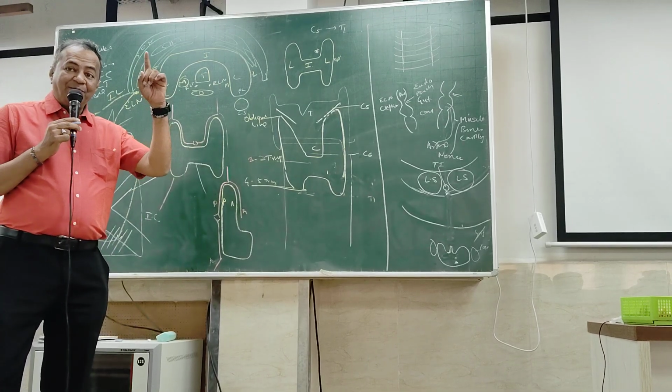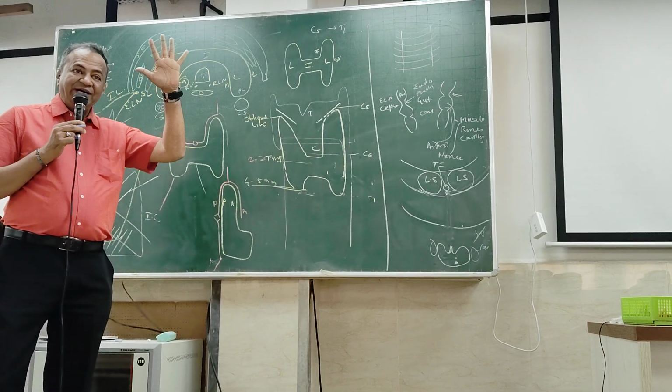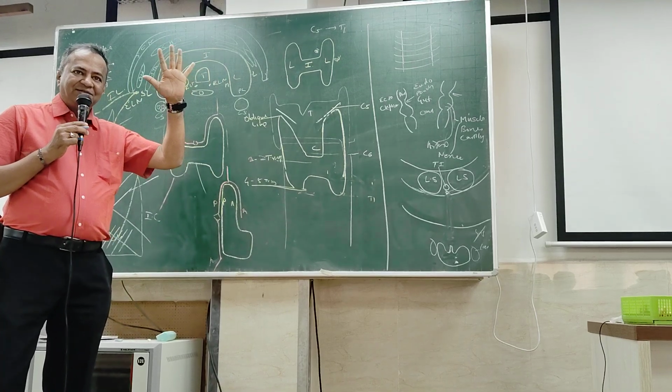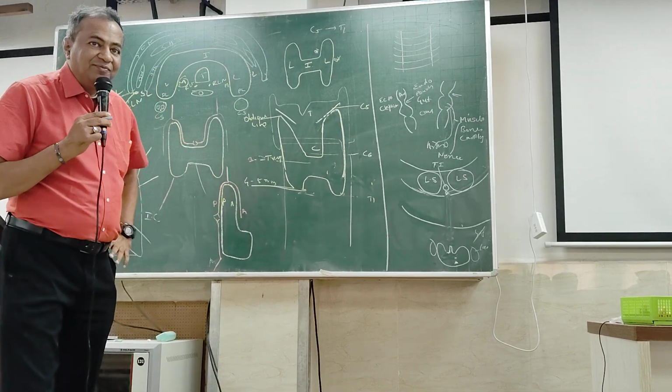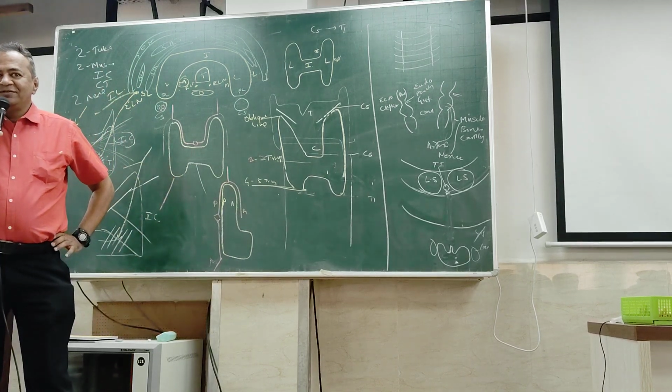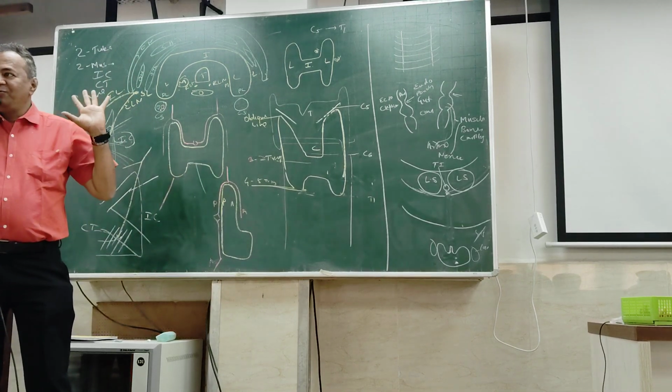Applied anatomy has to be written under 5 headings. What are those 5 headings? First is always congenital anomalies.